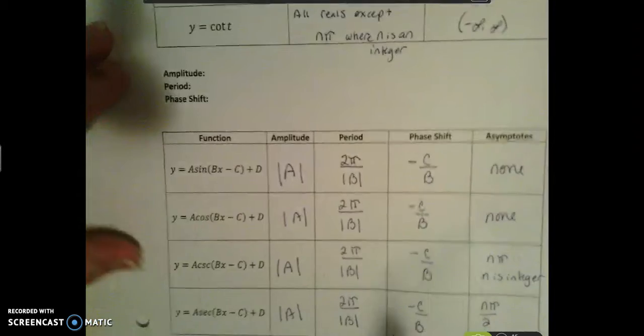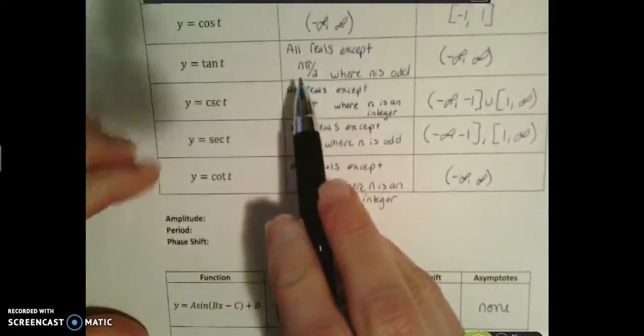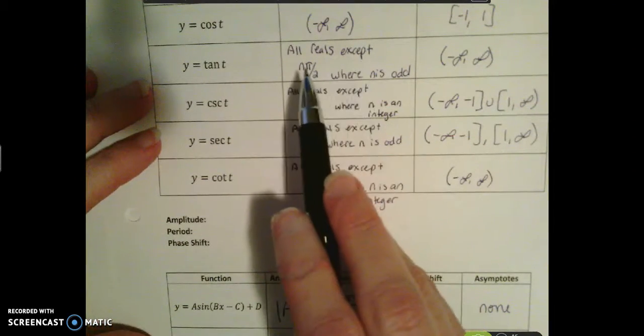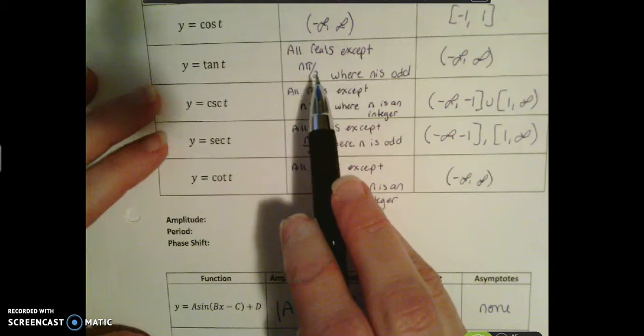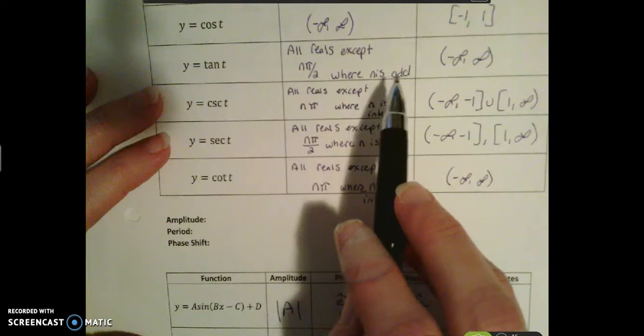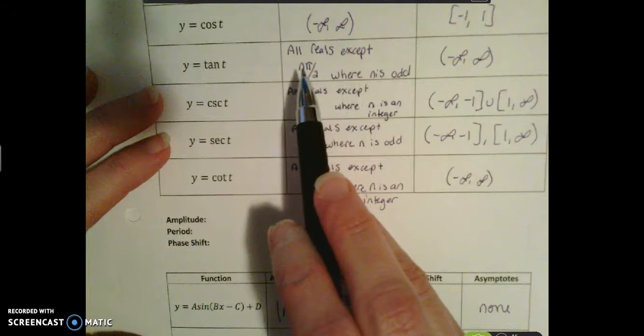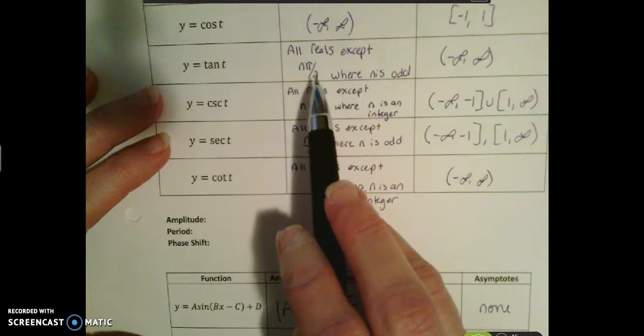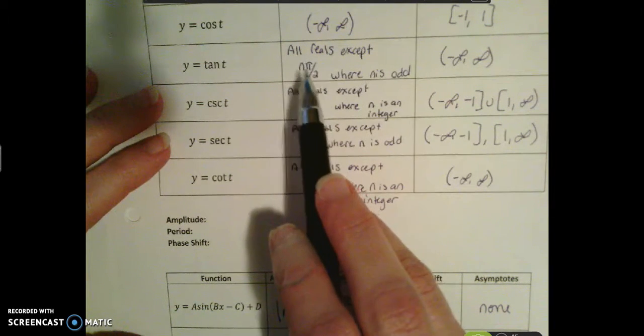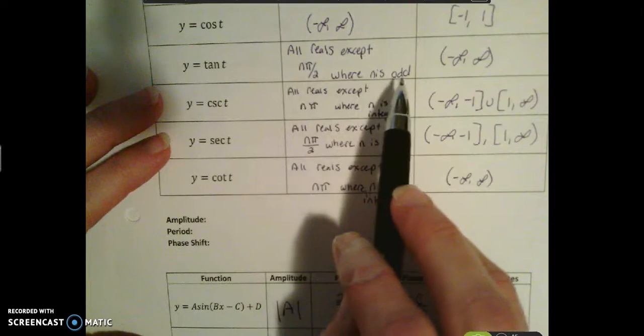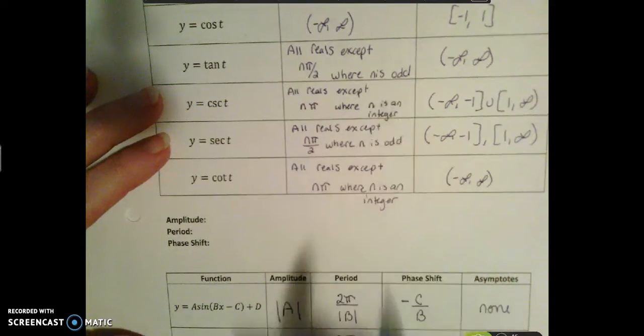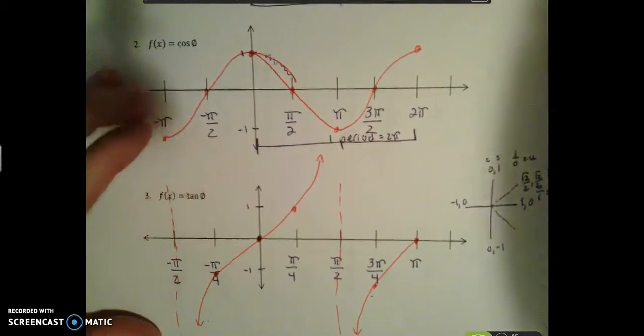So we write that as all real numbers except n pi/2, where n is odd. So that means 1 pi/2, 3 pi/2, 5 pi/2. So n has to be an odd number. Our range is going to be negative infinity to positive infinity because it goes on forever.